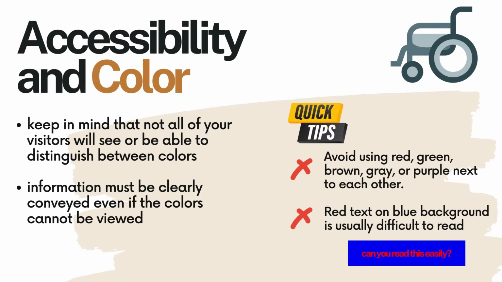Website accessibility and color. While color can help you create a compelling web page, keep in mind that not all of your visitors will see or be able to distinguish between colors. Some visitors will use a screen reader and will not experience your colors, so your information must be clearly conveyed even if the colors cannot be viewed. Avoid using red, green, brown, gray, or purple next to each other. Red text on blue background is usually difficult to read.